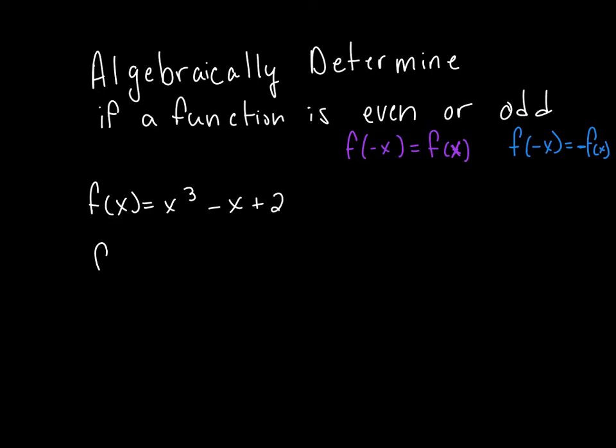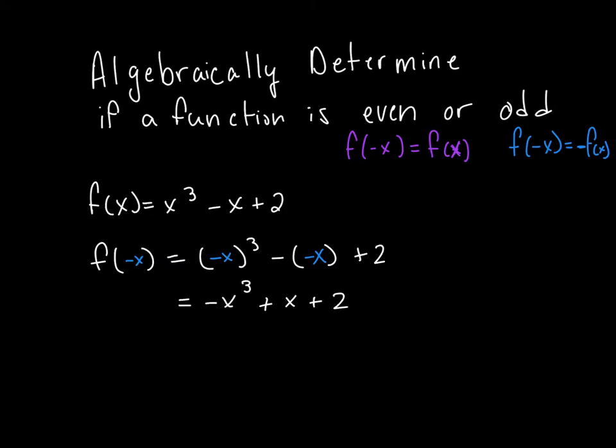So we're going to go ahead and start, and everywhere we have an x value, we are going to replace it with a negative x. This is the same starting point for everything that we do. Now, when I cube this, that's going to equal a negative x to the third. The negative and negative inside here becomes a positive x plus 2.